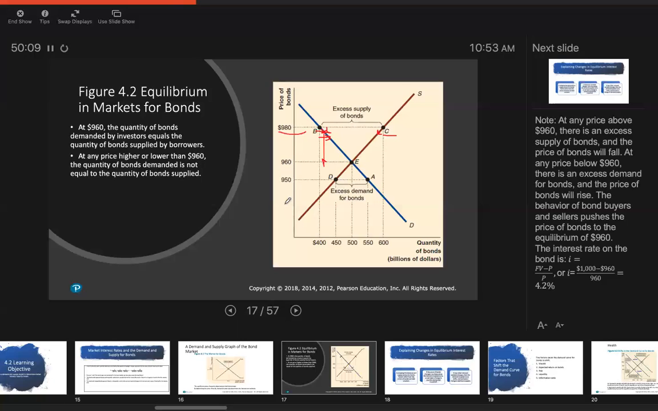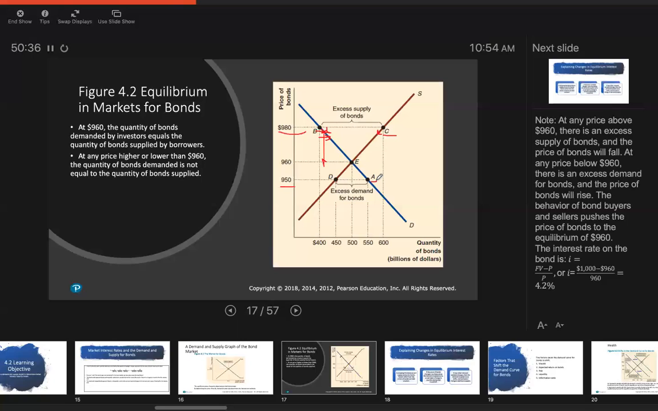Similar story here when the price of the bond is too low. Suppose the price of the bond is $950. At $950, this is the supply of the bond at D, right? Because this is the supply curve, the red line here is the supply curve. And the quantity demanded of this bond is A, right? So there's a lot of interest in buying this bond. What is the normal intuitive thing to do?